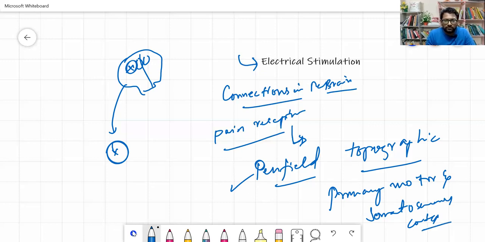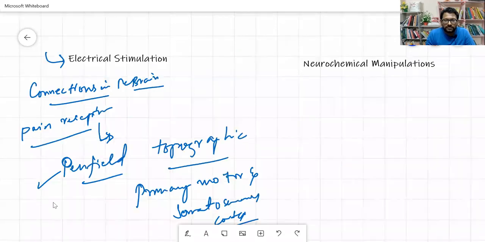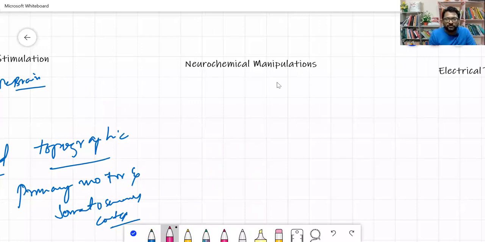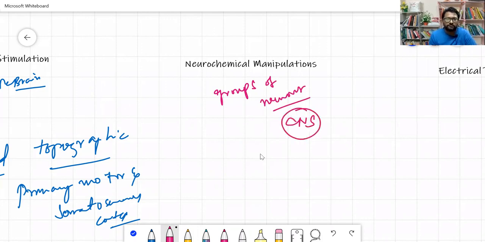Let us see the next technique, that is how neurochemical manipulations work. Neurochemical manipulations and immunological methods have been used to identify groups of neurons in the central nervous system. That uses very specific neurotransmitters.